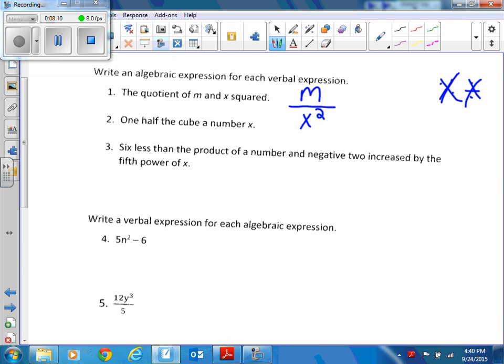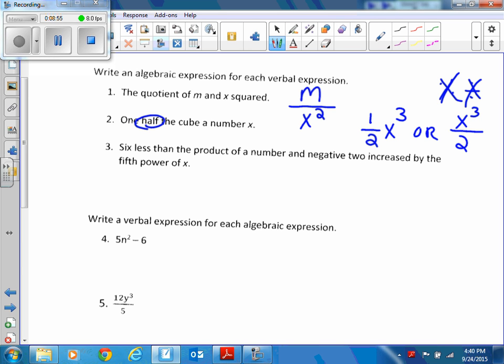All right, next up, 1/2 the cube of a number x. There are a couple of ways we can write that. We're going to take half the cube. We can either multiply by a half, and then it's the cube of x, or we can divide the cube of x by 2. Either one of these is right. When we turn verbal expressions into algebraic expressions, there are many different ways, because there's a list of words that mean to multiply or divide or subtract, so everybody could have different answers, and that's okay.